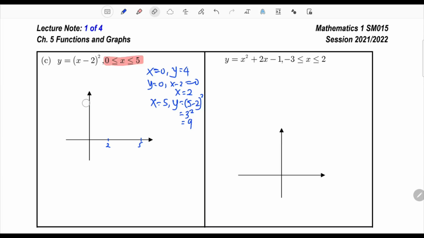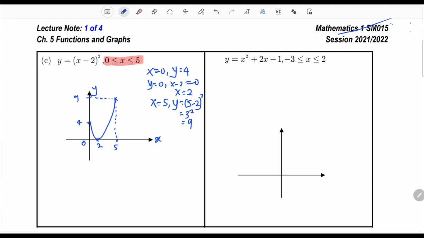Right, it seems that the scale is too big, so let's make it smaller. Let's say this is your 4, and we need 9 here. Let's say this is 2, and then we need 5 somewhere here. Okay, this is the origin, with the x and the y. So this is how the curve would look like, something like this. When x is 5, we get the value of y to be 9.